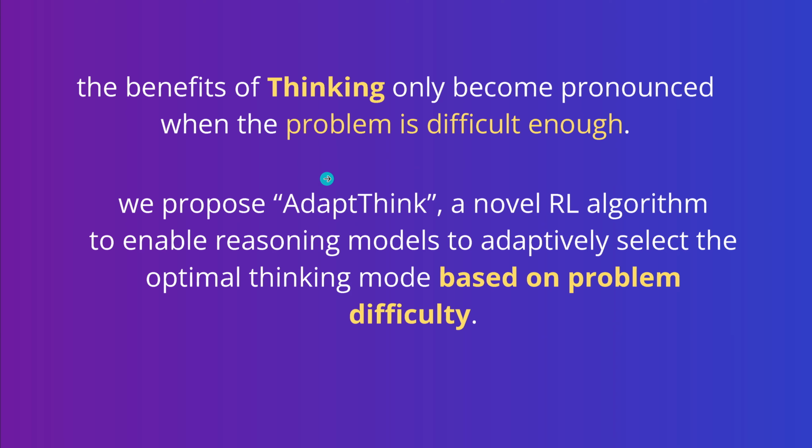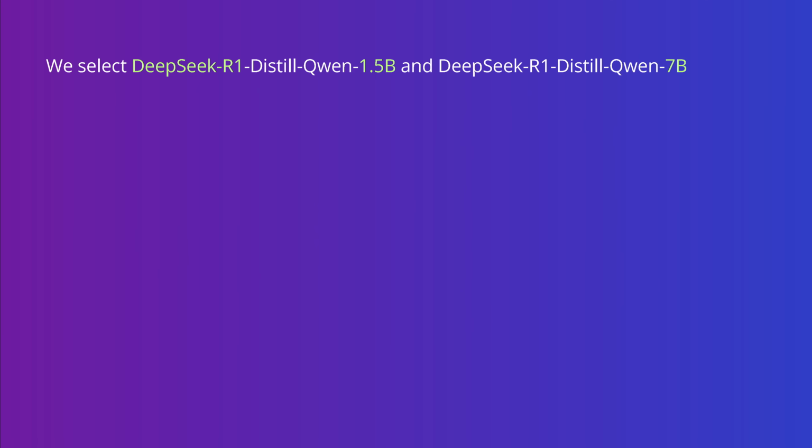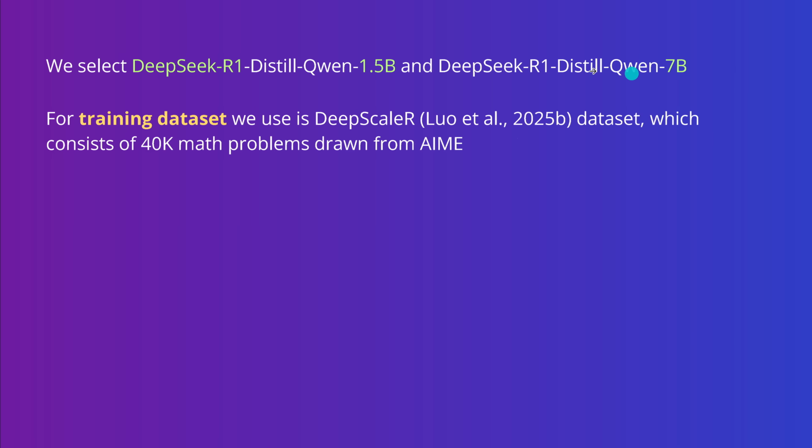And they now present AdaptThinking, this new model, a novel reinforcement learning algorithm based selectively on problem difficulty. And you immediately understand that this is all about the training dataset. So what they say is, okay, let's start with DeepSeek R1. And because they have to do this on their own budget, we have the 1.5 billion and the 7 billion model. And then for the training dataset, they have to create this.